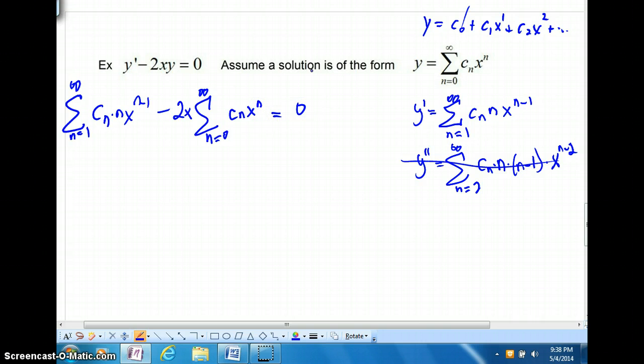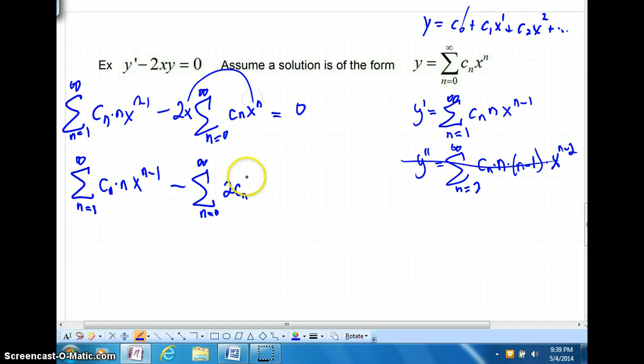So we've got some work here with our sigma. I'm going to do a little bit of cleaning up here. We're going to just have n equals 1 to infinity, here's c sub n times n x to the n minus 1. I'm going to actually multiply the 2 and the x inside here. And when I multiply x to the n, this will become x to the n plus 1.